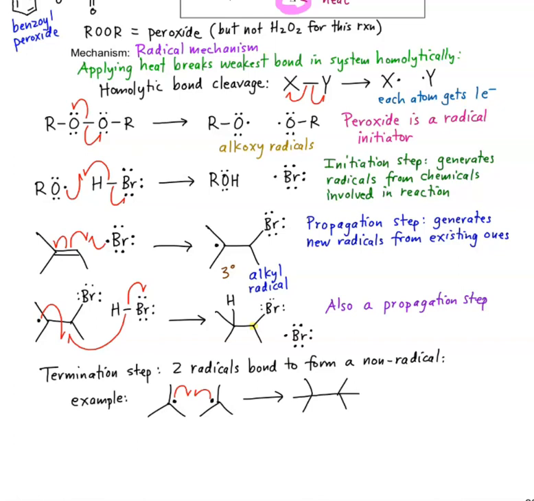Now, that's not as common as initiation and propagation steps. Because remember, as soon as radicals form, they're likely to react almost instantaneously. And so the chances of finding two radicals close to one another is going to be vanishingly small. But there are three types of mechanistic steps that we can label in a radical reaction. And so now you know what those are.